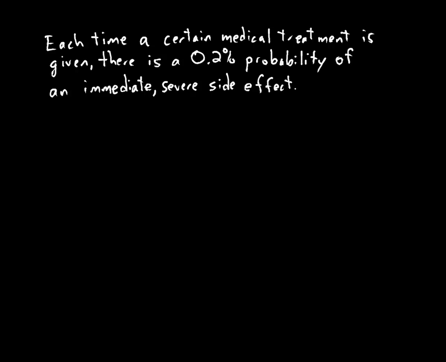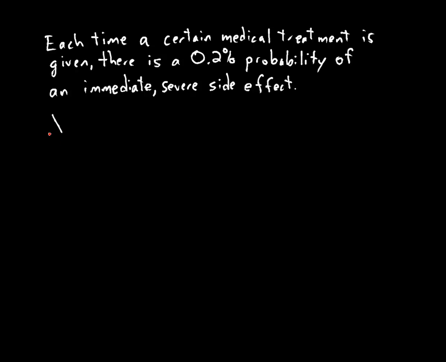Okay, in this video I'm going to discuss an example from the text in which there is a certain medical treatment, and each time that medical treatment is given there's a 0.2% probability of an immediate severe side effect. So this medical treatment would probably be for a condition itself pretty severe, otherwise you wouldn't want to deal with that high of a probability of an immediate severe side effect.